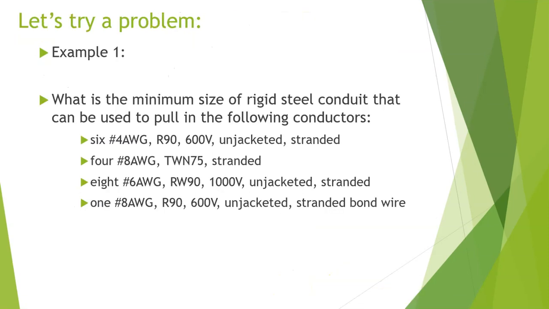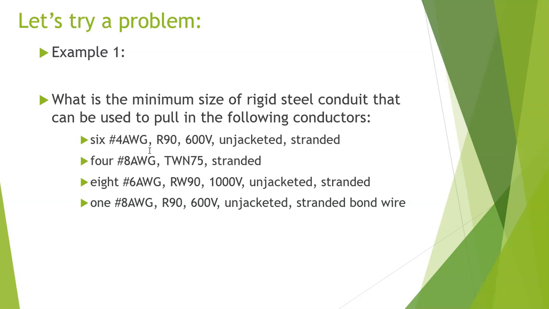So let's try a full problem. You might get a question like this that says, what's the minimum size of rigid steel conduit that can be used to pull in the following conductors? And then you get your list here. So you get 6 number 4 R90s, 600 volt unjacketed stranded, 4 number 8s that are TWN 75.